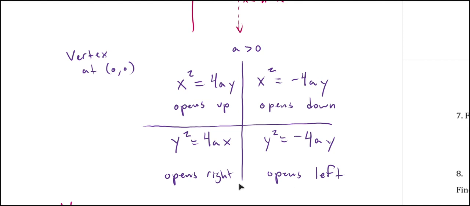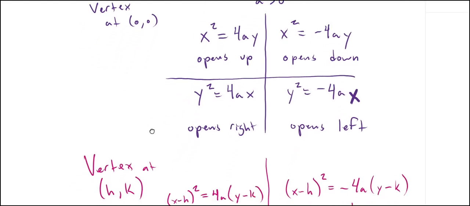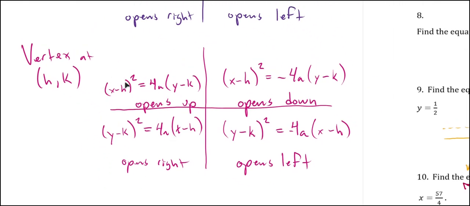Opening right or left looks very similar, except now x and y have changed roles. Opening right is still a positive leading term, and opening left, we would have a negative 4a in front of what should be an x here. Now, this is for the vertex at the origin. If, on the other hand, we wanted a vertex at h, k, what I would do is compose the correct transformations to shift the vertex as such.